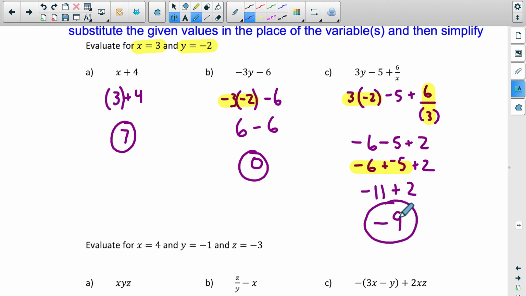Good old integers coming back to haunt you again. I bet for many of you, this will be the only part of this that you really struggle with. It won't be so much substituting the numbers in. It'll be the integers that show up.